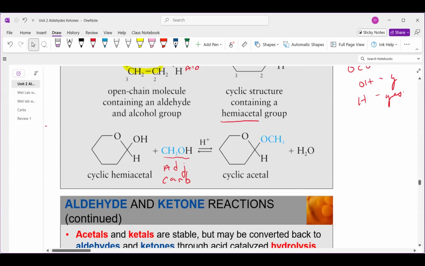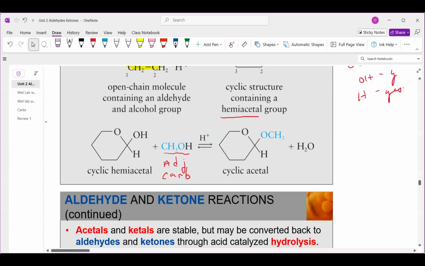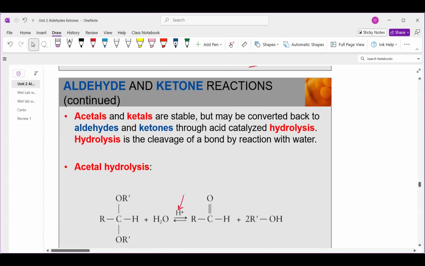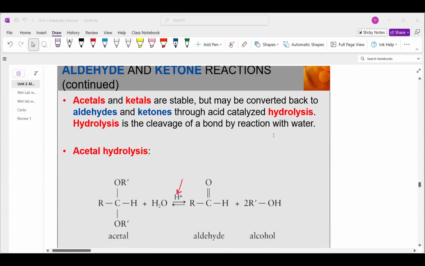And then we throw in an acid, an alcohol, we can continue this reaction on to a full-blown acetal. Because here we have a hemiacetal plus an acid gives us an acetal. Now in a test tube, we throw an acid into an acetal, it'll come apart.